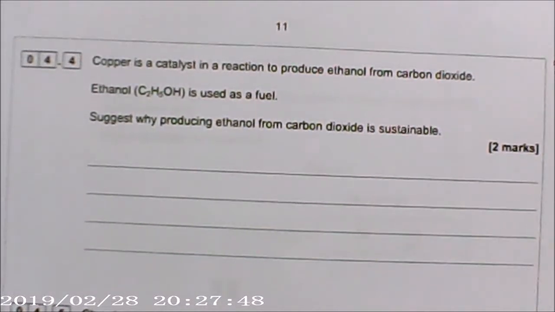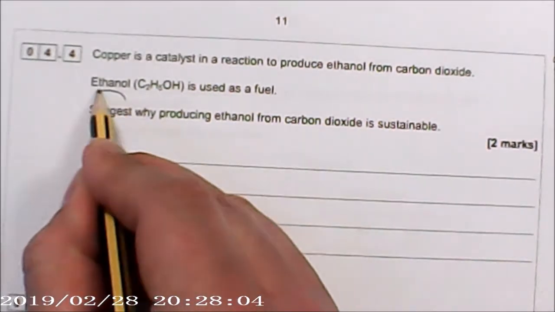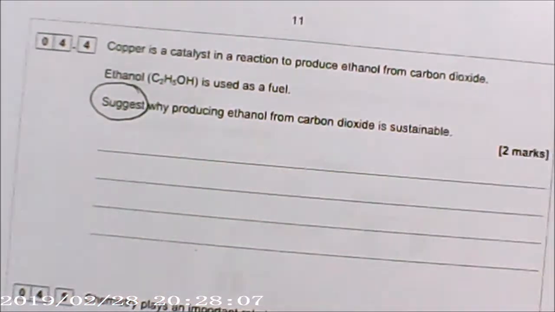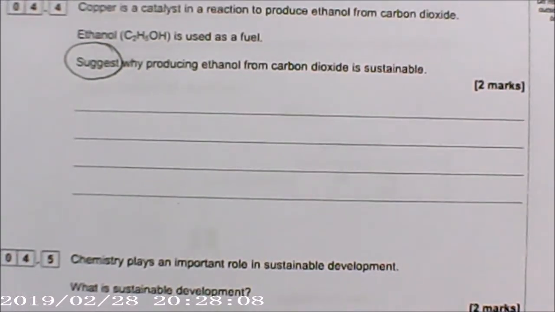Right, next one, 4.4. Copper is a catalyst in a reaction to produce ethanol from carbon dioxide. Ethanol, C2H5OH, is used as a fuel. Suggest why producing ethanol from carbon dioxide is sustainable. Now remember, if you get a suggest, you need to use your common sense. Okay, so you need to think about why that might be.